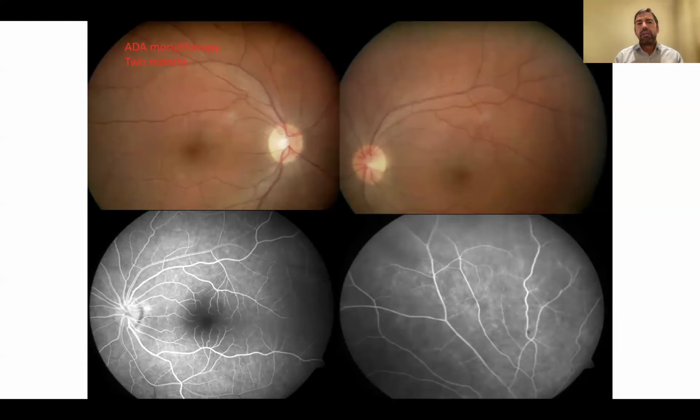So in this patient, after 2 months of adalimumab therapy, as you can see, there was almost a complete resolution of clinical signs.